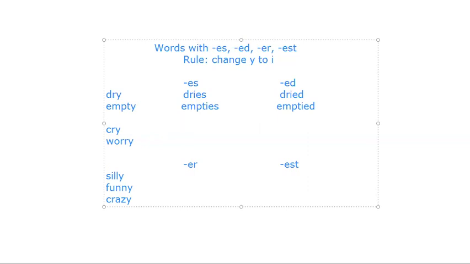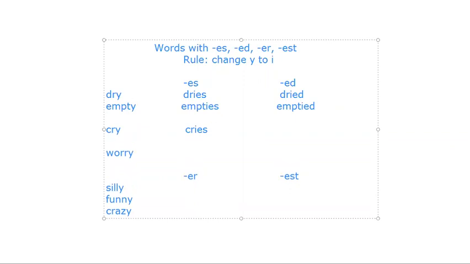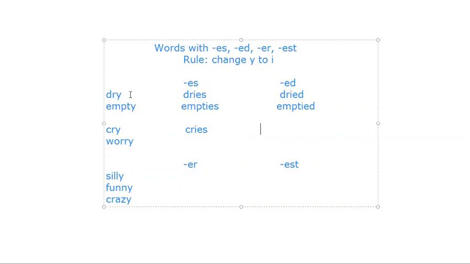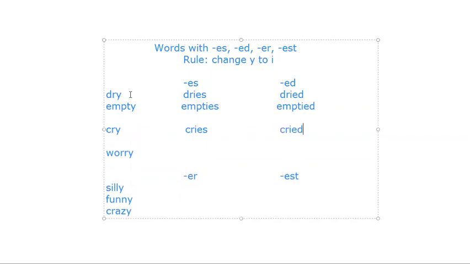Same thing for the word cry. We wanted to say something that's happening now. We want to add the ending es. The baby cries at night. We're showing something that's happening. So to spell cries, I'm changing the y to an i, and then I'm adding es. The same thing when I wanted to change it to cried. The baby cried last night. It's something that's already happened. We changed the y to an i, and then I added ed.